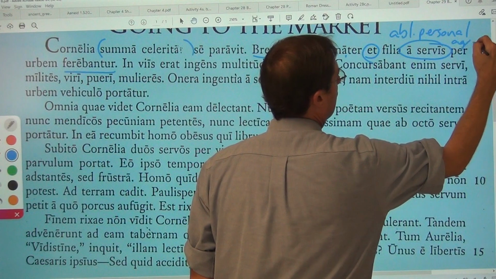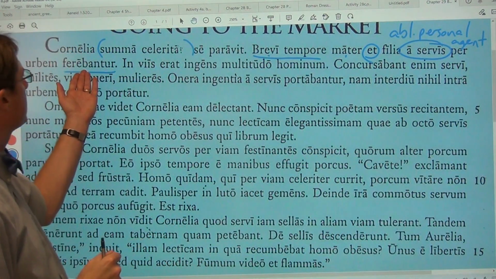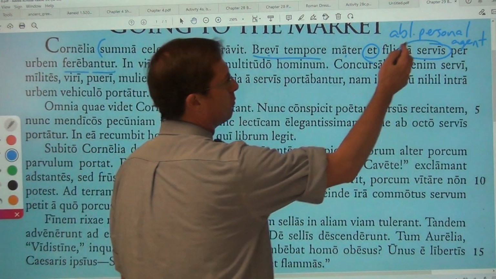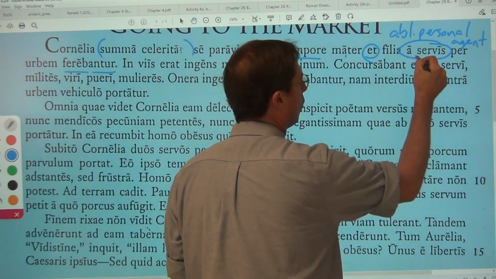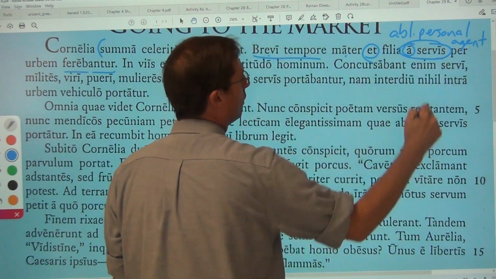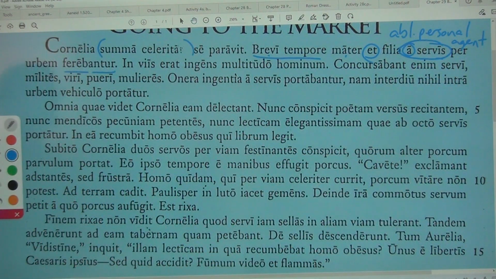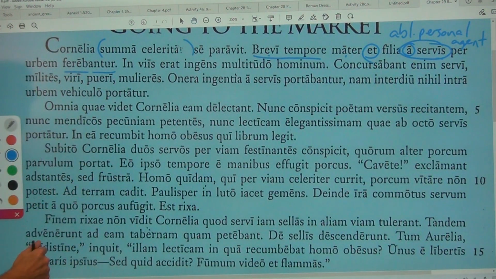And the ablative of personal agent is going to be the doer of the action, because remember, with a passive verb, the subject does not do the action, but is acted upon. And so the ablative of personal agent is the one who does the acting. You'll recognize an ablative of personal agent because it'll have an a or ab that we see there, with an ablative word as the object of that a or ab. And so the mother and daughter were being carried through the city by the slaves.